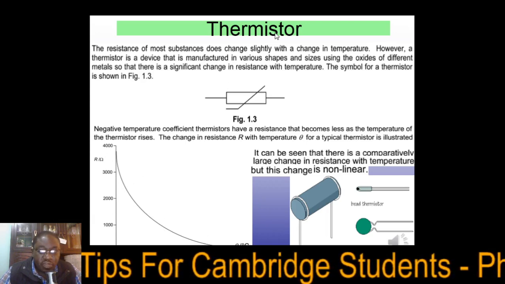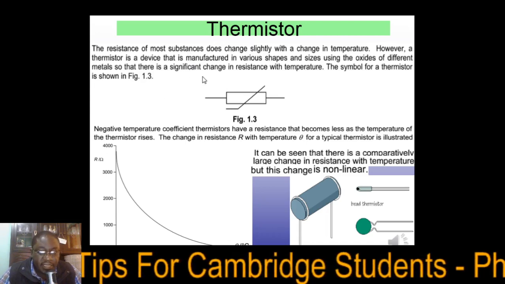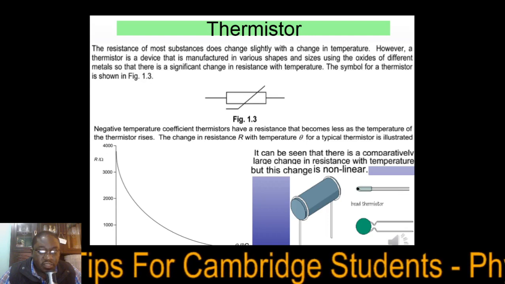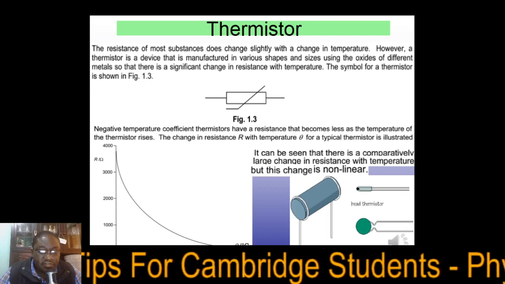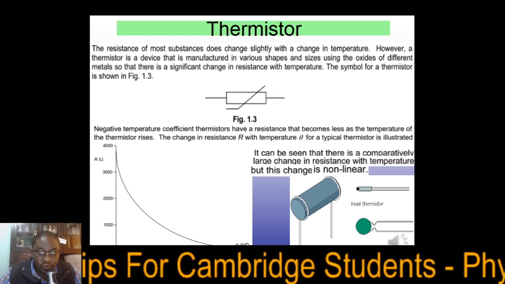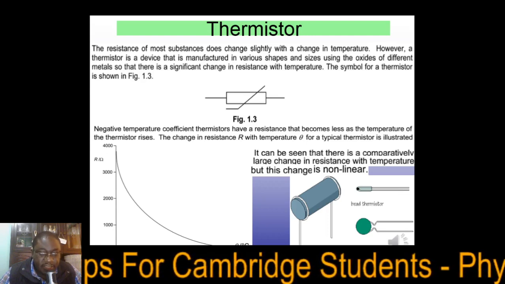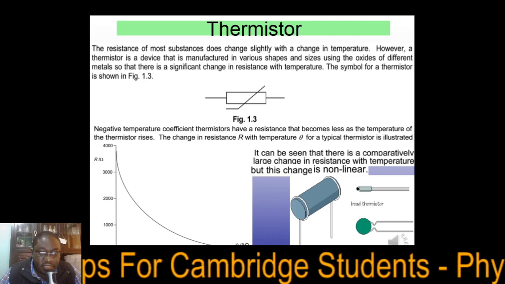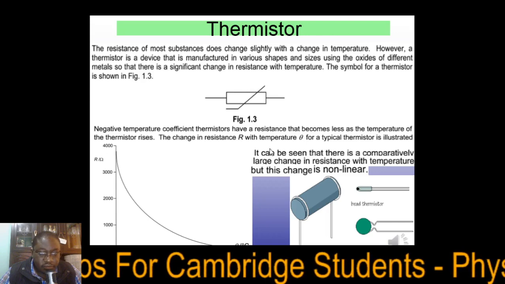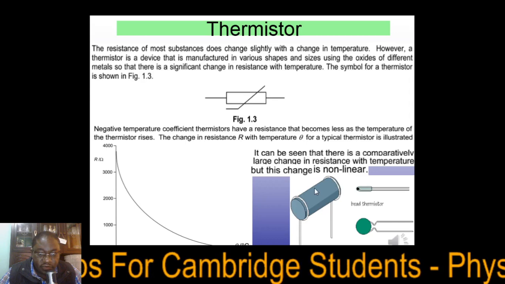Then I move on to talk about the thermistor. The resistance of a thermistor varies with temperature. So in the cold, the thermistor has a very high resistance, but in the heat, it has very low resistance. So we are going to be considering negative temperature coefficient thermistors. The symbol for a thermistor is as shown here.